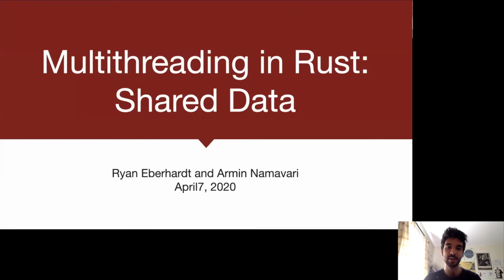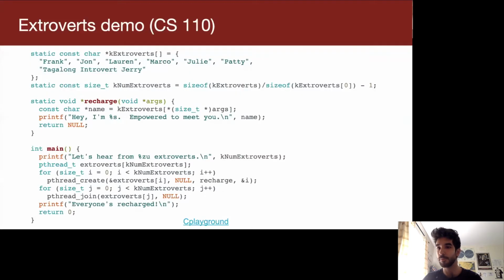Thank you for coming. Today we're going to be talking about multi-threading in Rust with shared data. And you might be wondering, okay, is there any other way to do this other than shared data? It turns out there are other exciting models for concurrency that we'll talk about next week. But today we're talking about shared data, which is hopefully familiar to you from CS 110.